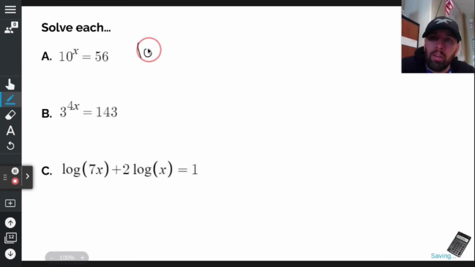So what I'm going to do is rewrite this in log form. Log base 10 of 56 equals X. Log base 10 is the log in your calculator. So I'm going to step to the side and let your calculator do all the work.